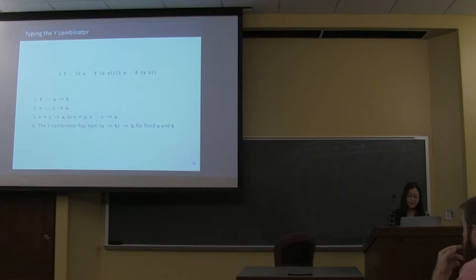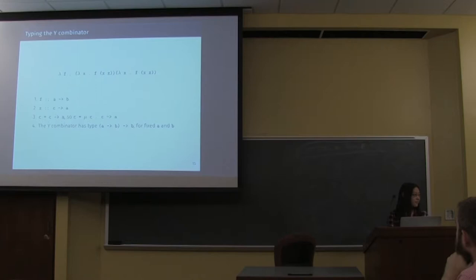Can you go back? Why did you say that because X calls itself, therefore you know that it's got to be C arrow A? How did you get that? So when you have X applied to X, you know that the input type to X must be the type of X.